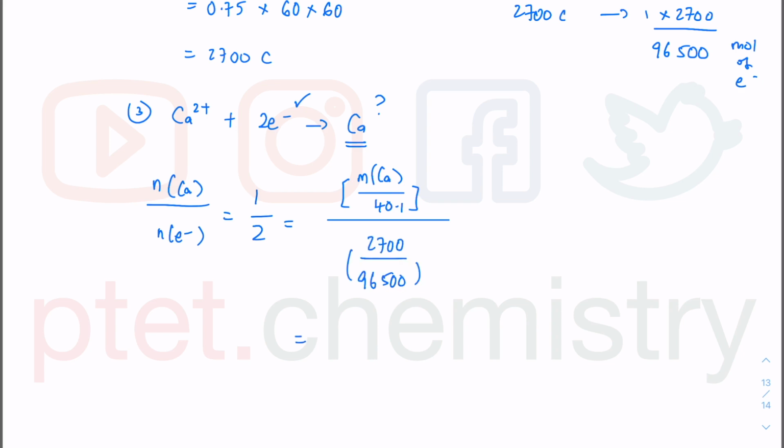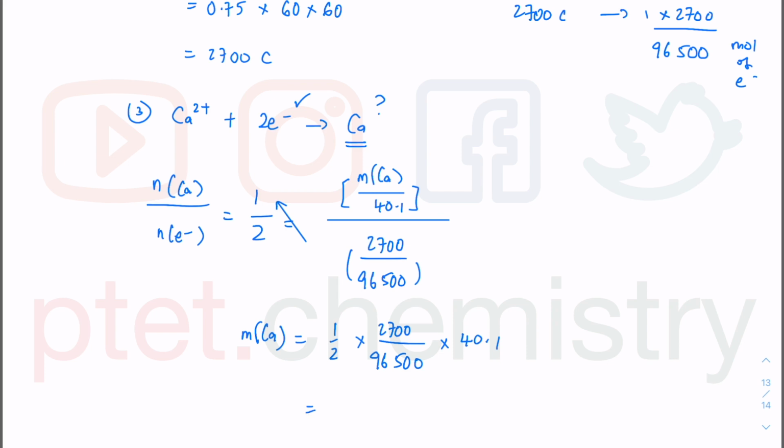So altogether, I just need to rearrange my equation, do it in 2 steps if you can't do it in 1 step. Okay, so do it in 2 steps. I'm just going to bring up the denominator to the other side, and then I'll have mass over that, which I can bring up the 40.1 to the other side as well. And because this is equal, I've just reversed the whole thing to the other side. 0.5, which is half, times 2700 divided by 96,500 times 40.1.